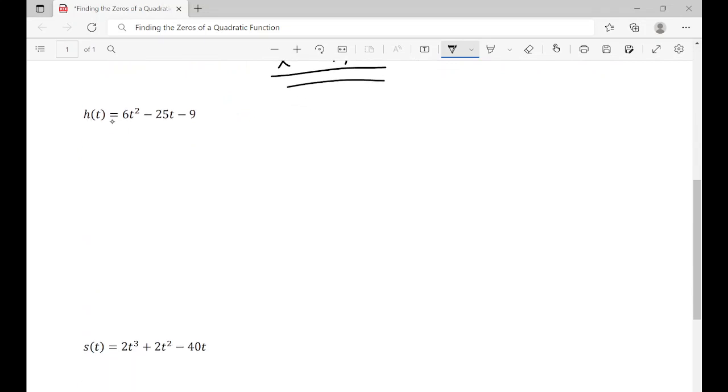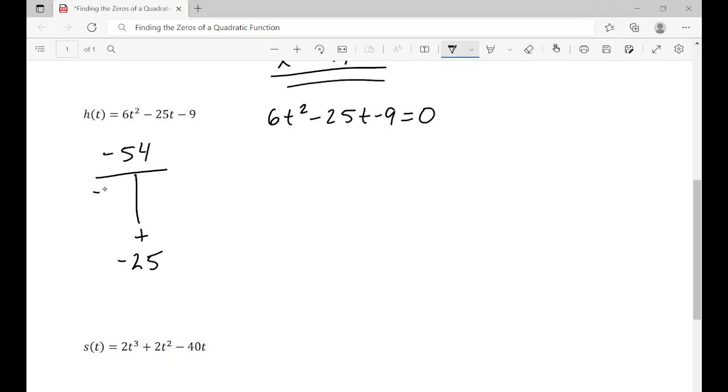Next we have h of t equals 6t squared minus 25t minus 9, and we're going to find the zeros of this function. So we just take our function like so and set it equal to 0. So 6 times negative 9 is going to give us negative 54. So what times what will give us negative 54, but add to give us negative 25? And in this case, it's going to be negative 27 and positive 2.